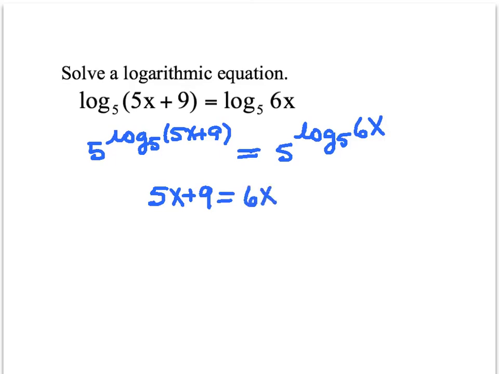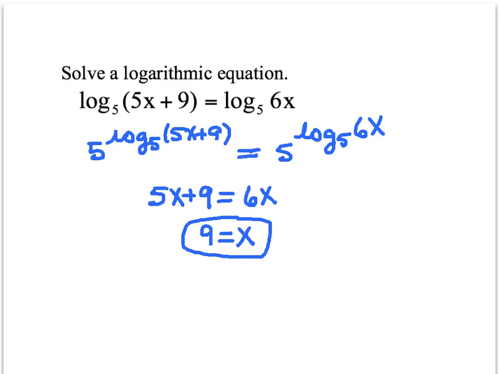I now have a linear equation. I'm going to solve for x. I'm going to subtract 5x from both sides. And so 9 is going to be equal to x. The one thing I have to check and make sure when I get a value for x is to go back up into the logarithms, the original logarithmic equation, and make sure that the 9 is not going to create a domain problem for my logarithms.